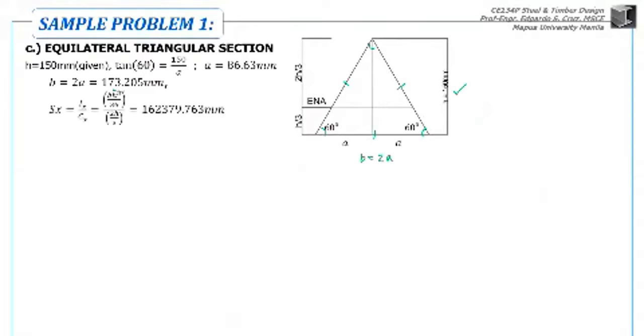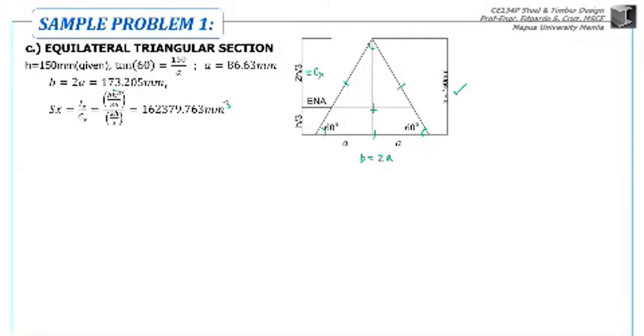For the shape factor, for the section modulus elastic, so S of x is just Ix over Cx. BH cube over 36, inertia ng triangle, divided by Cx. So ito yung lalabas na Cx, mas malayong distance from the neutral axis. Neutral axis natin nandito. Okay? So we got 162,379 mm cube. So yan yung S of x natin.